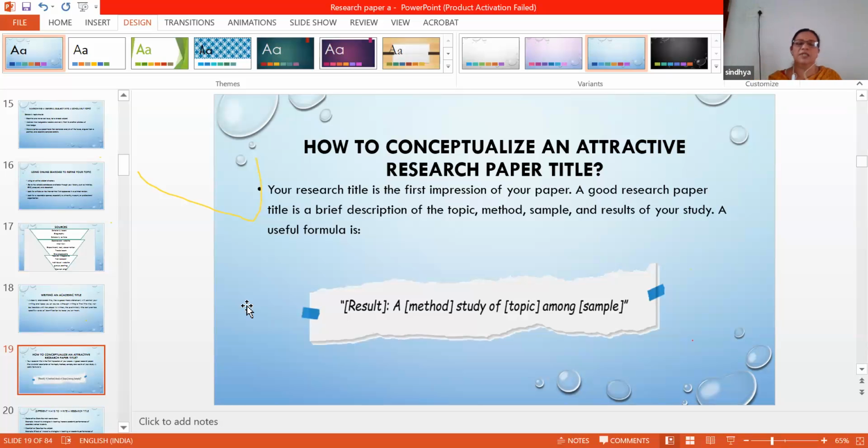So one of the accepted formulas is that we can highlight the result first, and then the topic of the study and which sample we are conducting it on. This is a usual formula followed by some of the journal articles. That is why this is explained here.